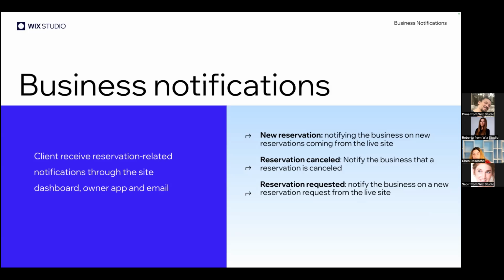Another thing that is very important to note here is that in order for the business to get notifications, he must be a site collaborator. So if you build a website for your client, the client must give you the email address that he wishes to get notifications to, and this email address must be added as a site collaborator. You can also add site collaborators with minimal permissions, table reservation permissions, or restaurant permissions. They not necessarily need to have full admin permissions, and they will still receive the notifications.